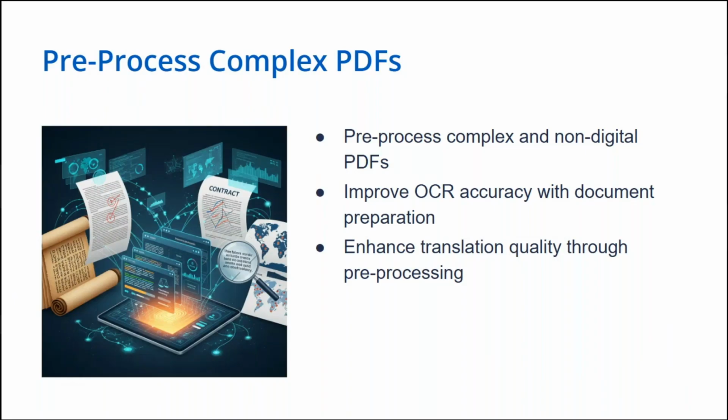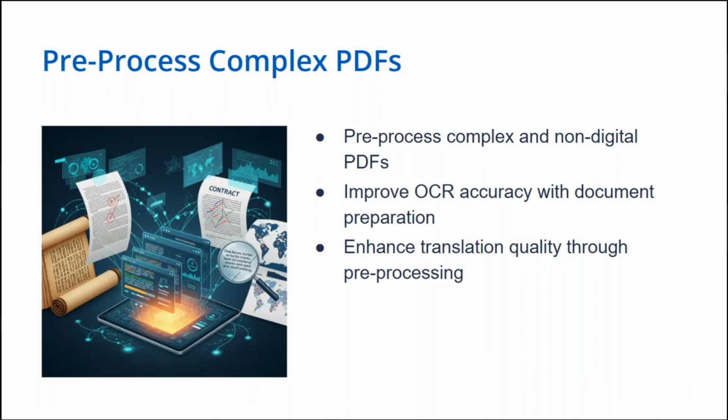Pre-processing means improving the visual and structural clarity of a document before OCR kicks in. That may involve straightening scans, boosting contrast, removing unnecessary elements like watermarks, stamps, signatures, for example. And all those small steps will really have a big impact on your translation. Remember, clean input, clean OCR, better translation quality.